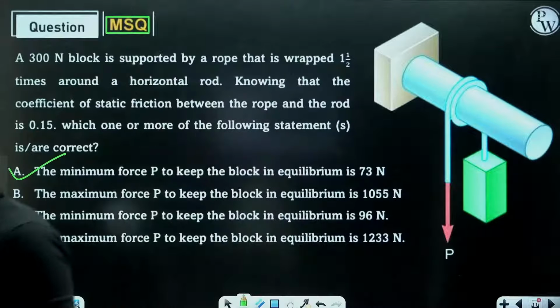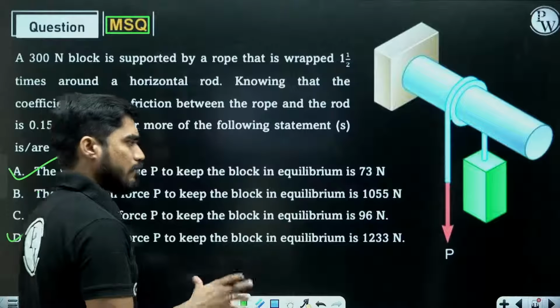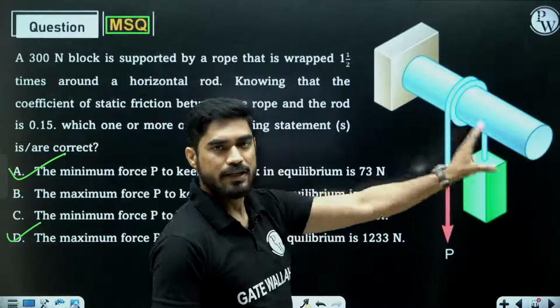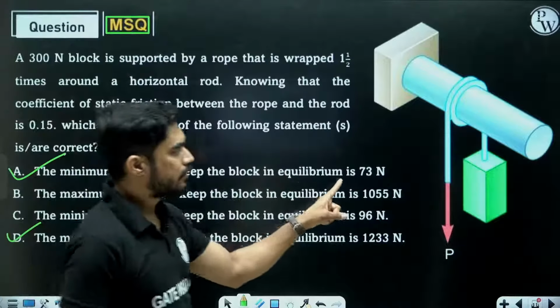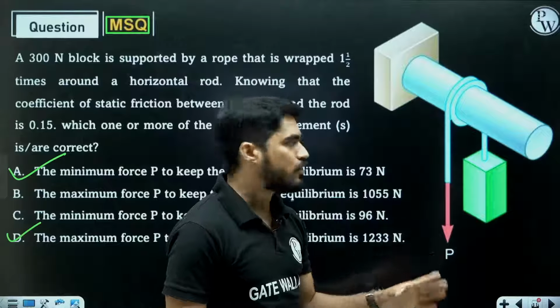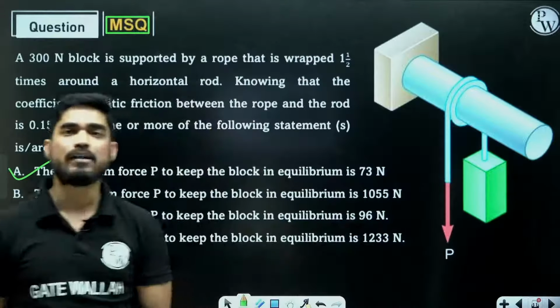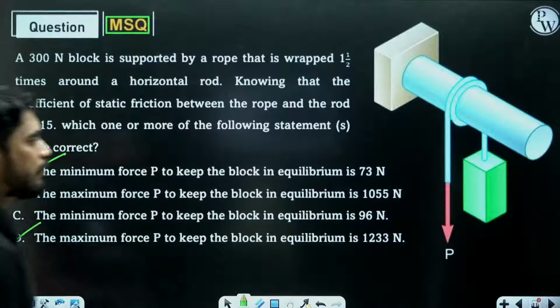So between 73 and 1233 Newton, the block will neither go down nor go up. Let's say I am applying 1000 Newton, the block will remain in equilibrium. 500 Newton, equilibrium. 200, equilibrium. But if I apply less than 73, meaning if I apply 50 Newton, the block will fall. And if I apply more than 1233, say 1500 Newton, the block will go up.